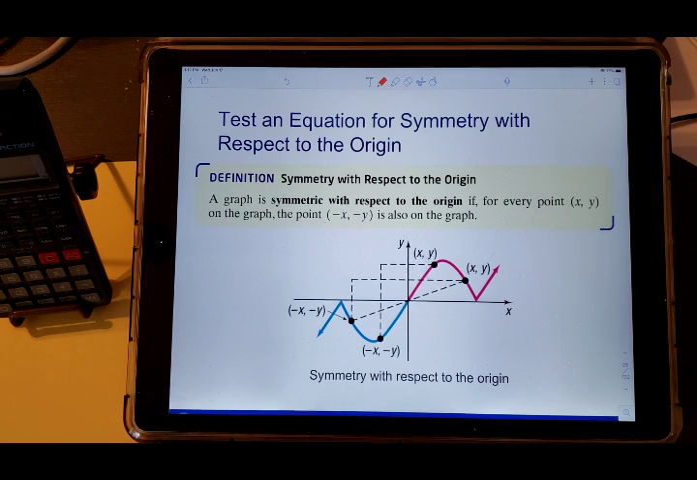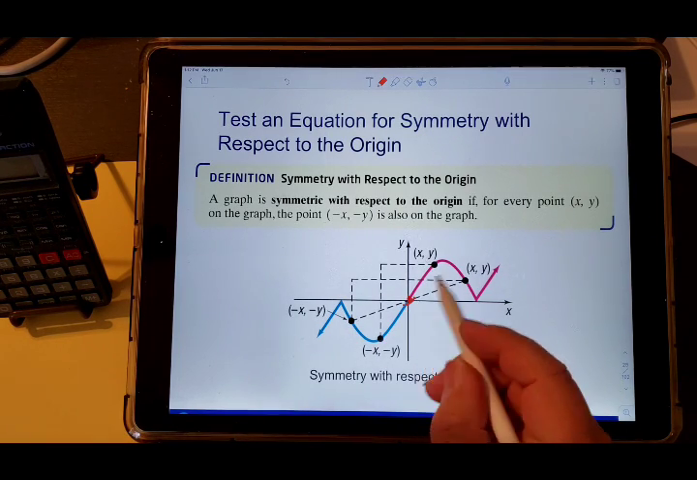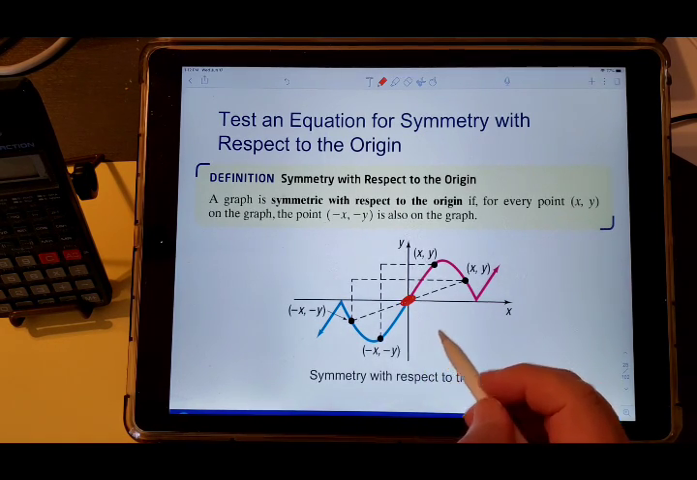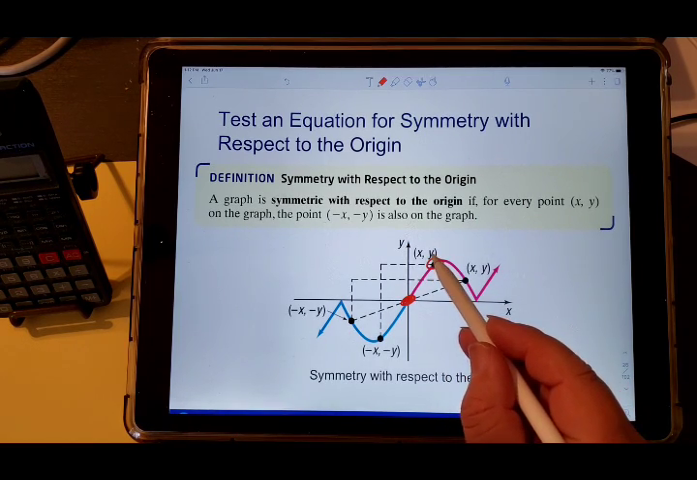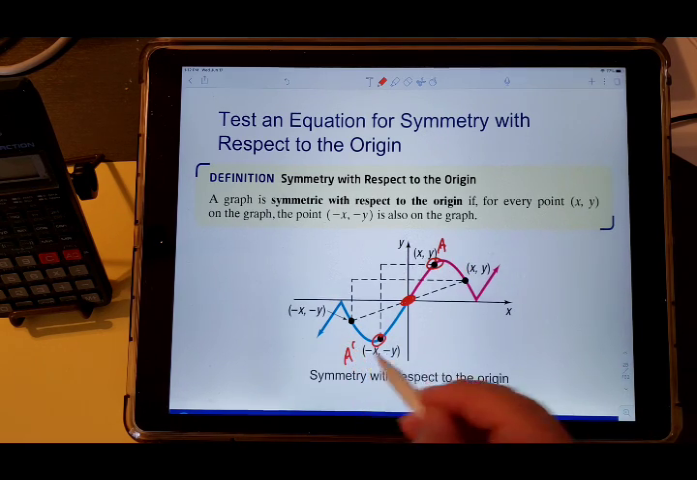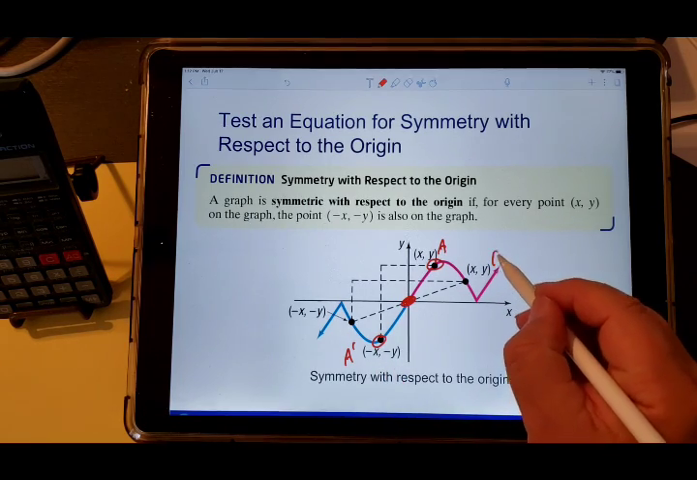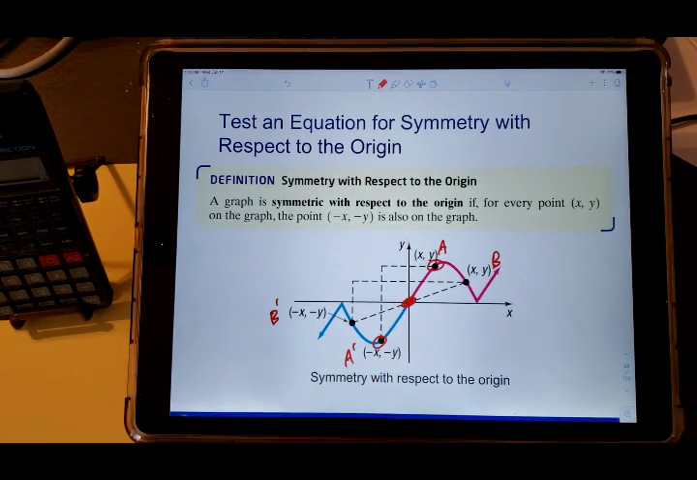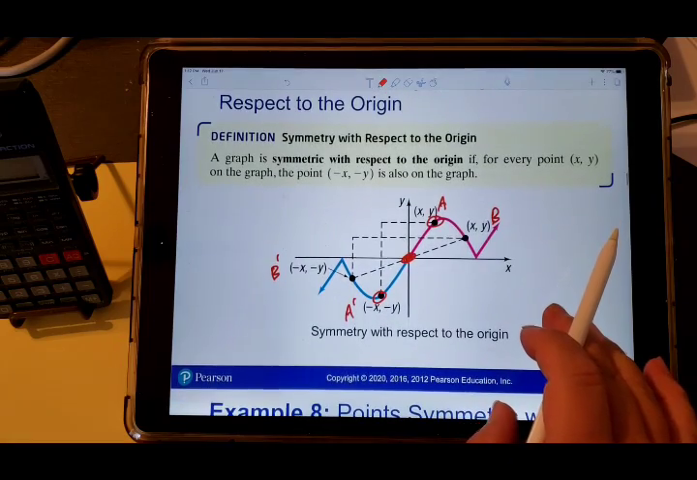All right, the other kind of symmetry we are going to talk about is symmetric with respect to the origin. This point right here is the origin, and there are some very important graphs that are symmetric with respect to the origin. What that means is if you have a point x comma y, and I call that A, you'll have its symmetric point minus x comma minus y. If I call this point B, this point could be the symmetric point, where you just change the signs of the values. Symmetry with respect to the origin.